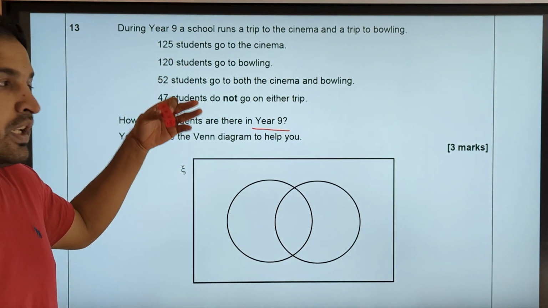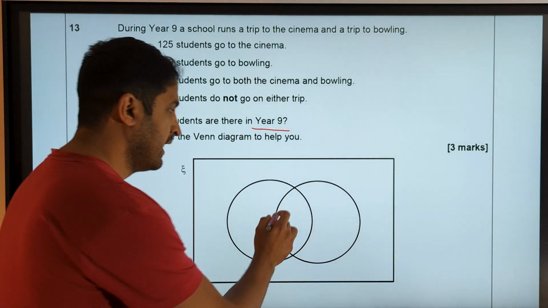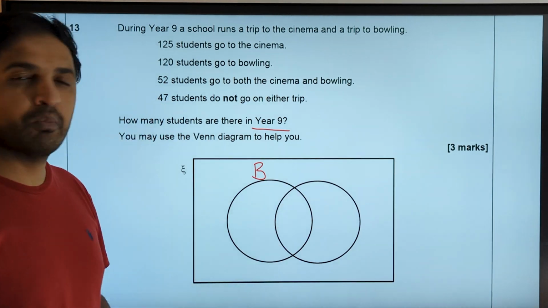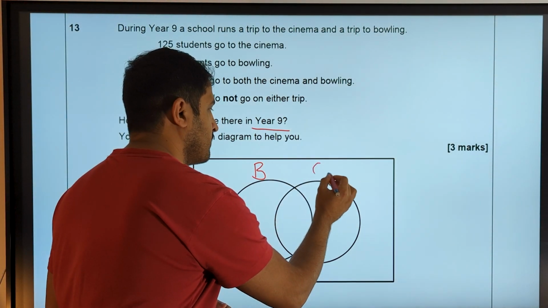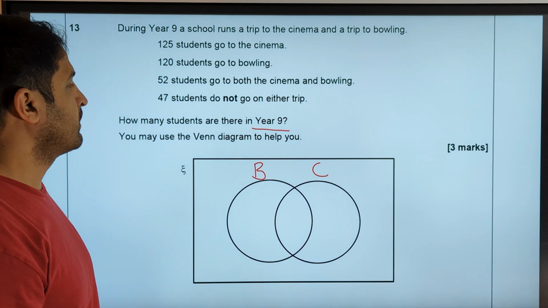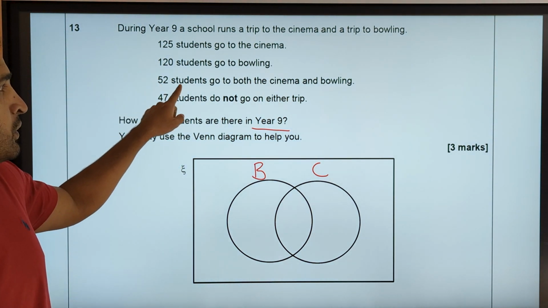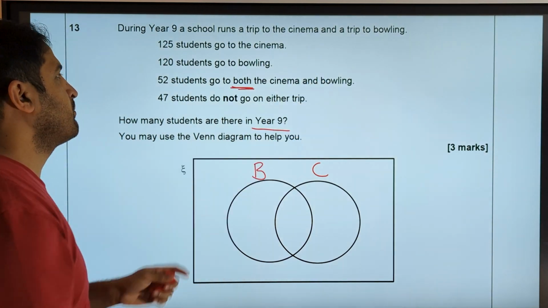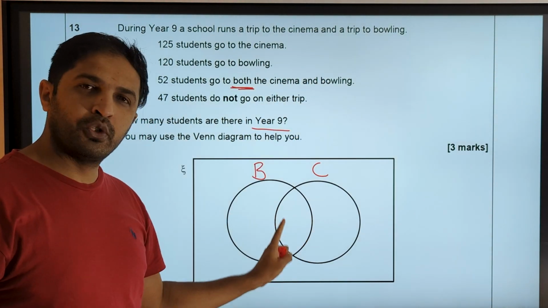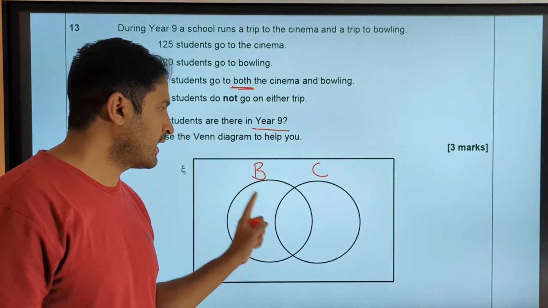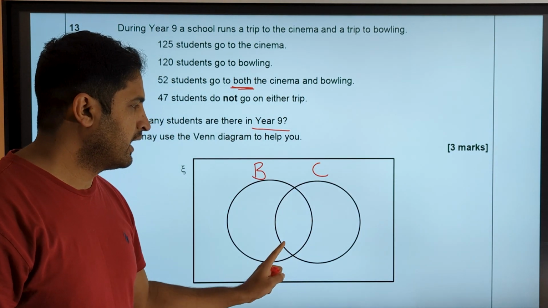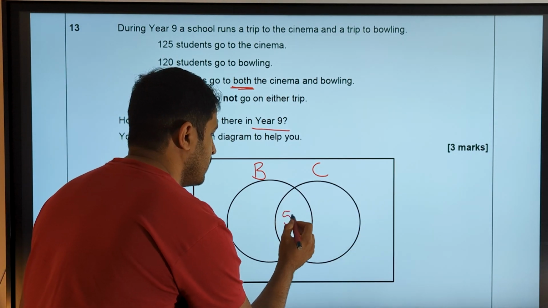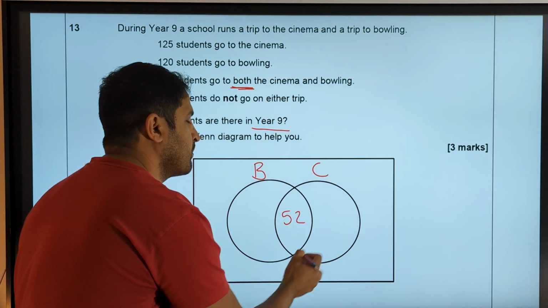So we can start reading through the information. One piece of information we can work out is this: let's say these are the people that go on the bowling trip, and these are the people who go on the cinema trip. So we have 52 students going on both cinema and bowling. Those 52 students would be part of both circles. They're part of this circle here, and they're part of this circle here as well. So we got 52. This is the area that's part of both circles.